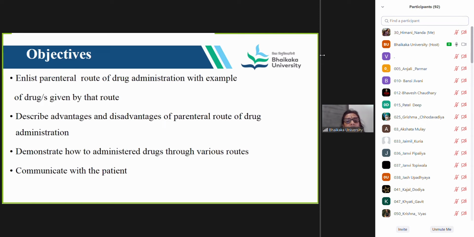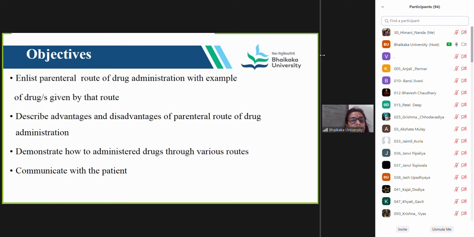Describe the advantages and disadvantages of the parenteral route of drug administration. As I discussed in oral, the same will apply for parenteral. And the last two objectives, demonstrating how to administer drugs through the various parenteral routes and communication with the patients, will be covered during your practical class, along with the demonstrations in terms of directly observed procedural skills, or OSPE.